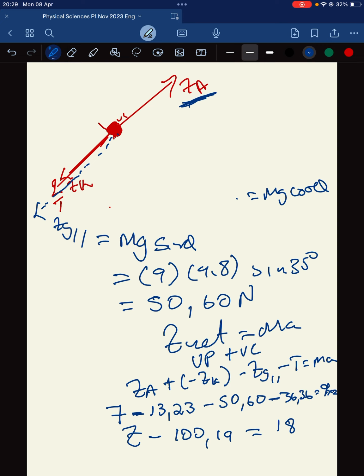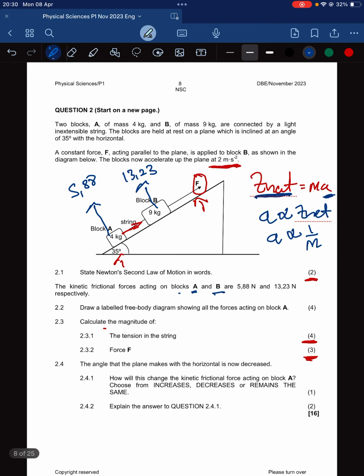2 times 9. Okay, the force applied then becomes, this goes to the other side, so it's 18 plus 100,19, which means this is 118,19 Newton. So that is the force that is being applied, which is force F. Okay, so we've calculated force F. Now let's look at the last question, which is question number 2.4.